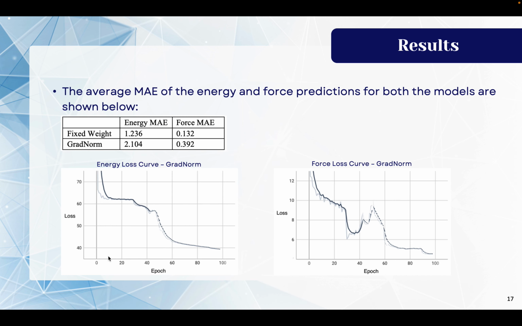Now, this slide shows the average MAE of the energy and force predictions obtained from both models, and it also shows the energy loss curve obtained by the model using the GradNorm algorithm, and also the force loss curve obtained from the model using GradNorm.